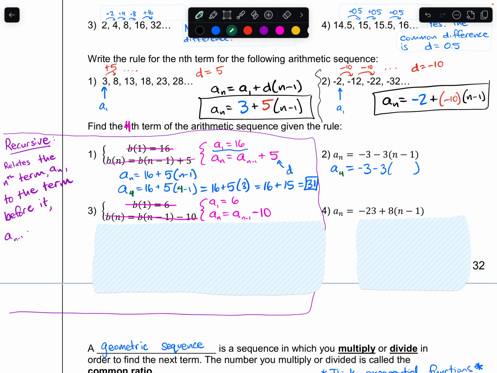But since we don't want the nth term, we want the fourth term, I'm replacing n with 4. And we can figure out what that is just by using the order of operations. So we'll have negative 3 minus 3 times, another 3. Lots of 3's today. So that's negative 3 minus 3 times 3 is 9. And negative 3 minus 9 is negative 12. So in the sequence for number 2, our fourth term would be negative 12.